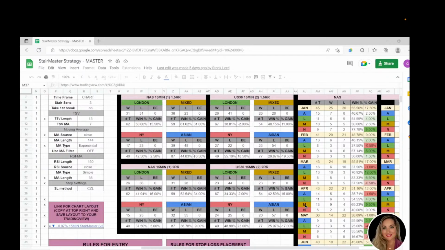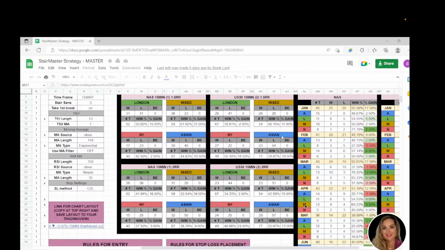London and Asian are okay. They're not terrible again, but the bigger bang for your buck and time over the last 6 months would have been to trade mixed session. You could probably pick up one of these other sessions, London, New York, or Asian, as an add-on session to mixed, but mixed would be my primary focus if I was trading this for NASDAQ 100.